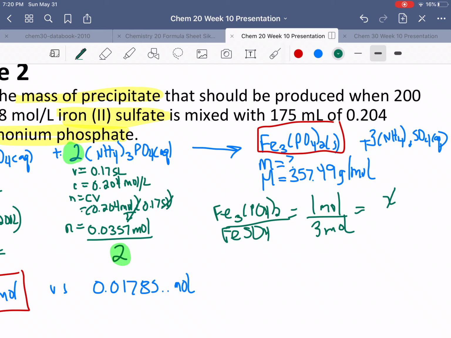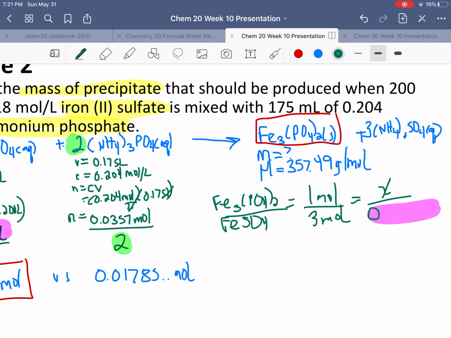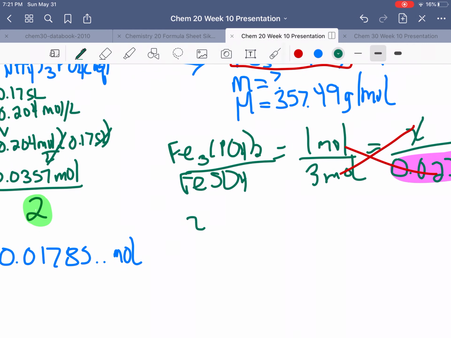I'm going to find out how many moles of iron 2 phosphate I have when I react. Now again, here's that common mistake. I'm not using the 0.007866. No, I'm using how much we actually react, which is this one I just highlighted in purple. That's what needs to go here. Okay, common mistake. So 0.0236 moles. Fine, cross multiply and divide. Let's go through it.